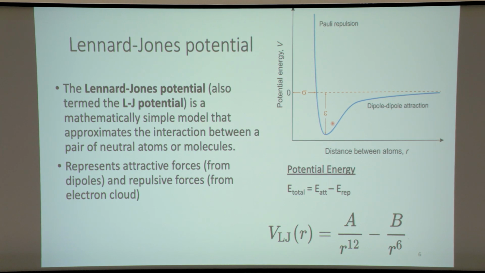Sorry, my Greek is bad. Is it epsilon or eta? I think we say epsilon for this one, right? Yes, okay. And this is the potential well depth, and then sigma is the collision diameter. So this is the collision diameter, this is the potential well depth. With these two parameters, we can determine the potential energy of the system.